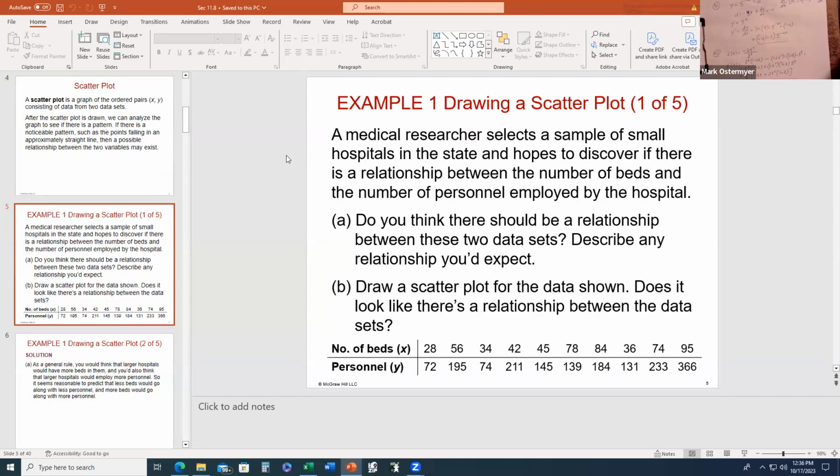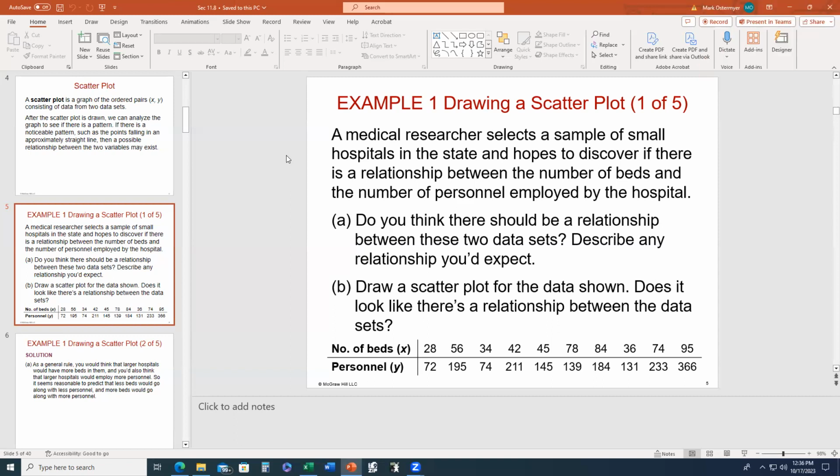All right, here's an example. Suppose a medical researcher selects a sample of small hospitals in the state and hopes to discover if there is a relationship between the number of beds and the number of personnel employed by the hospital. Do you think, ladies and gentlemen, that there would be a relationship between these two data values? The number of beds in the hospital, do you think it's related in any way to the number of personnel that's employed by the hospital?